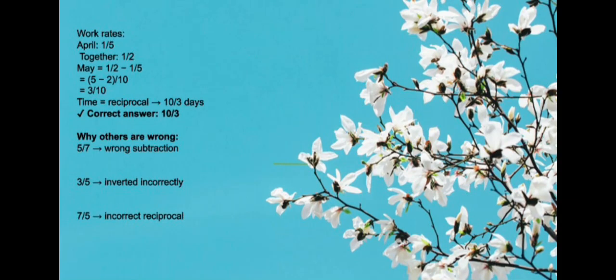So let's have the rationalization. So work rates: April is 1 over 5. Together is 1 over 2, and then May is 1 over 2 minus 1 over 5. So 5 minus 2 over 10 equals 3 over 10. So the time or reciprocal is 10 over 3. So the answer for this is 10 over 3, letter D.